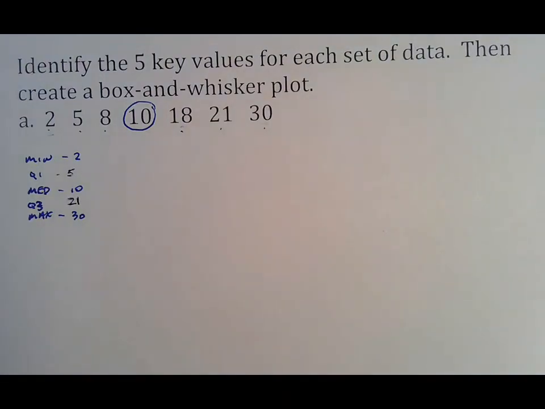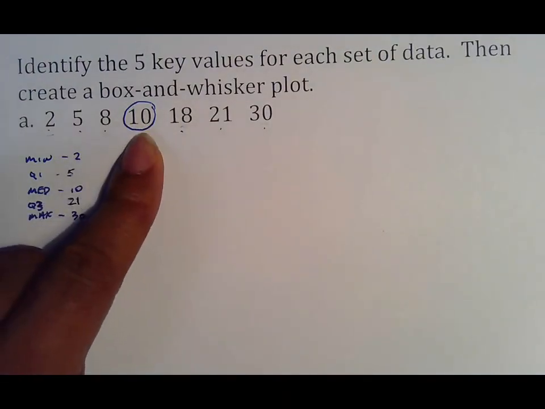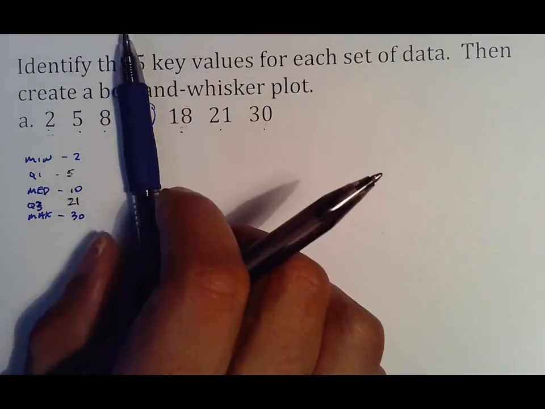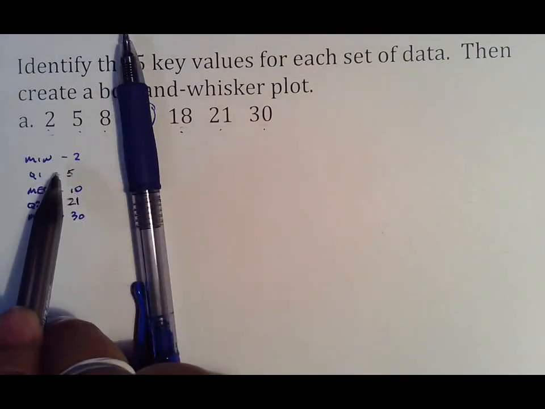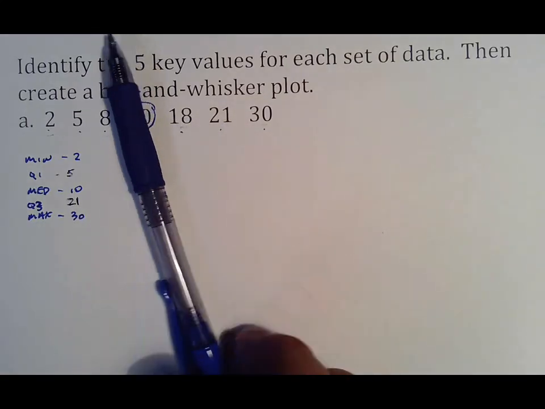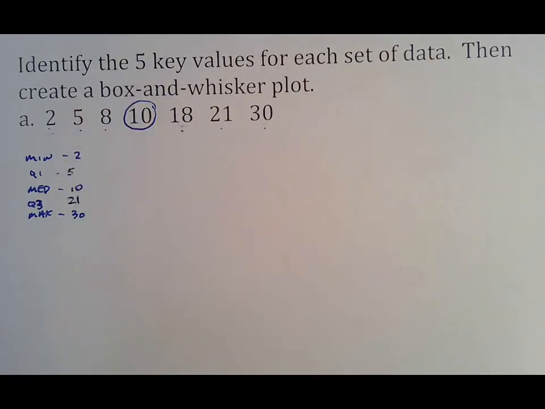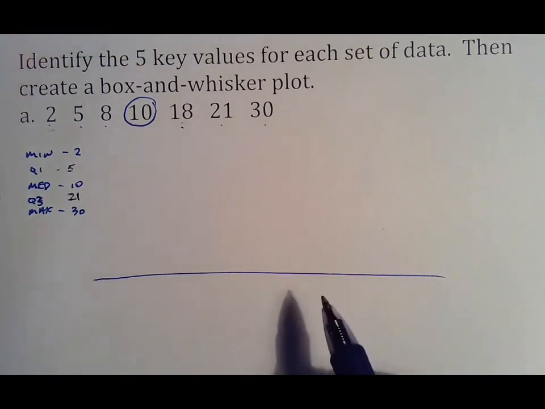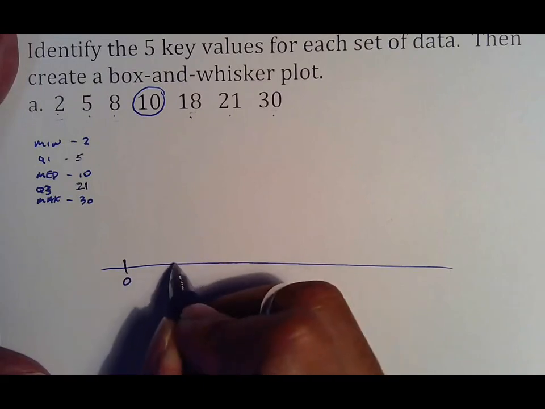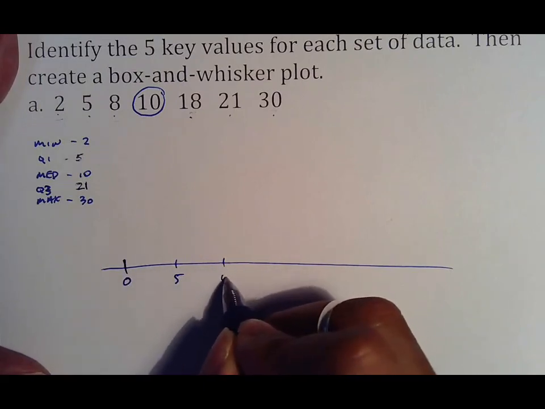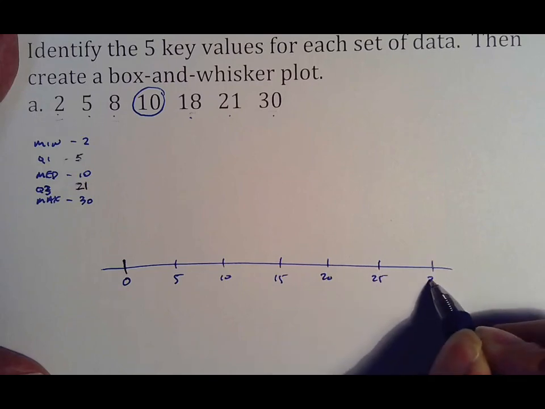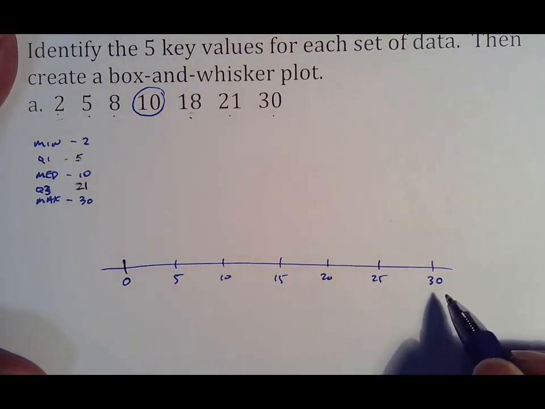Find your median. After you find your median, if the median is actually a number in the set, which means it's a middle number, you cover it up, and then you find the median of the front, that's your first quartile, find the median of the back, that's your third quartile, and then that gives you all the information you need. Now, you just make a number line that contains all these numbers, from 2 to 30, so I'll go 0 and count by 5s, 5, 10, 15, 20, 25, 30, and then just approximate where you are.